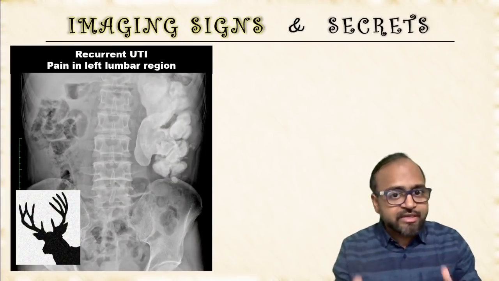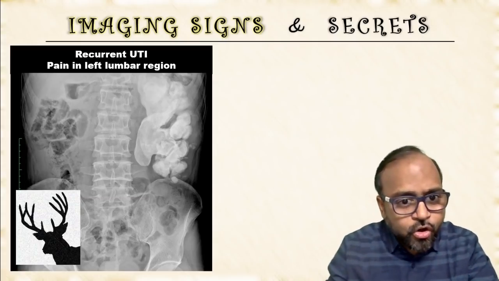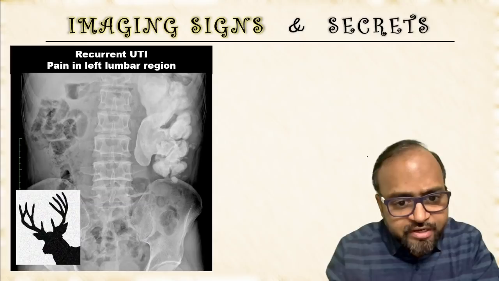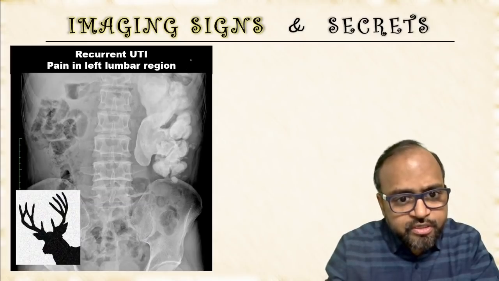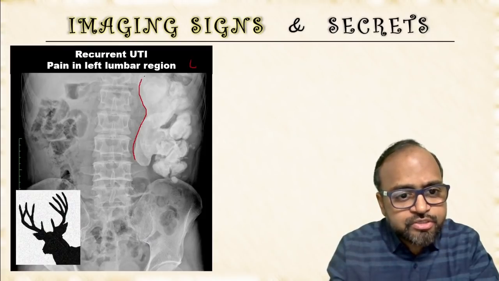This is a very striking appearance, right? I'm sure all of you are able to pick it up. What is this? On the left side in this image, in the region of the renal fossa, you see a large radiodense structure.